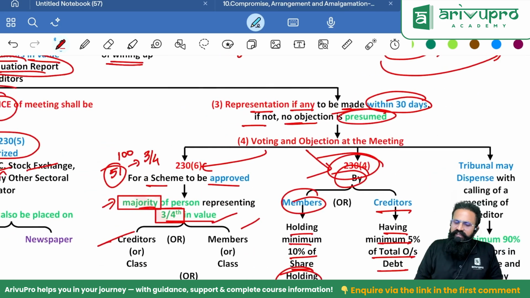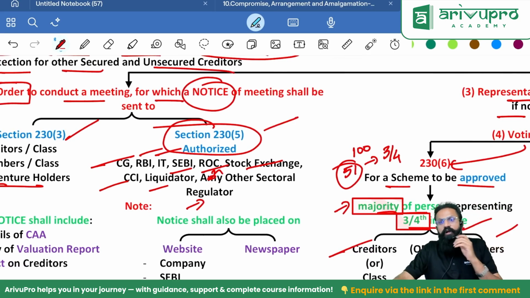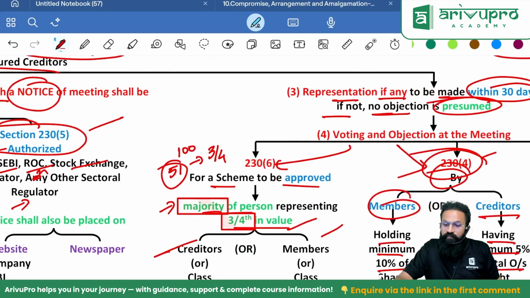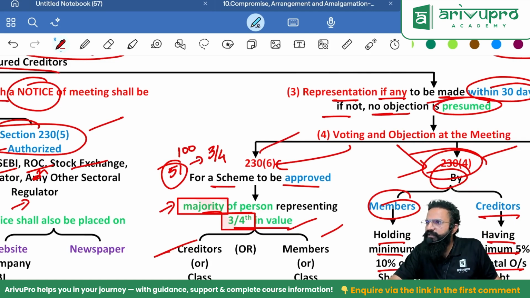Remember these sections. Section 233: to whom are we sending the notice of the meeting to personally attend? Creditors, members, or debenture holders. Section 235: we will also give our notice to certain authorities, like the CGIT and all those people. Section 234 speaks about objection, that is, if members hold 10%, if creditors hold 5%. Section 236 says approval. Approval, how many?